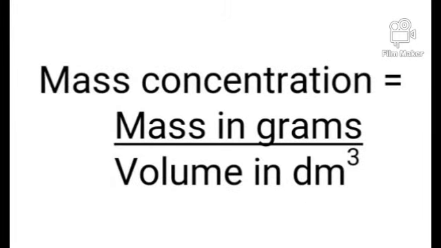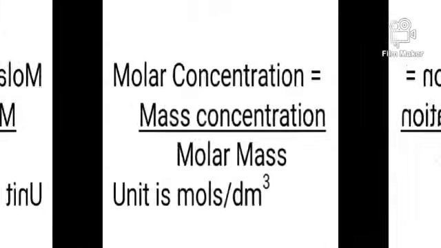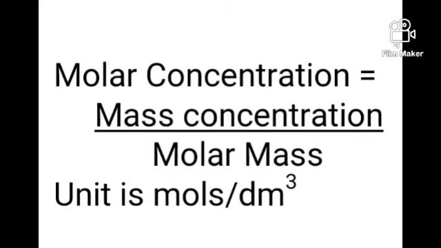After then, we have the next concentration term, which is the mass concentration. The mass concentration is the mass in grams divided by the volume in dm cubed. The unit is usually grams per dm cubed. After then, we have a third one that is called molar concentration, which is usually calculated by dividing mass concentration by molar mass. The unit is usually moles per dm cubed.